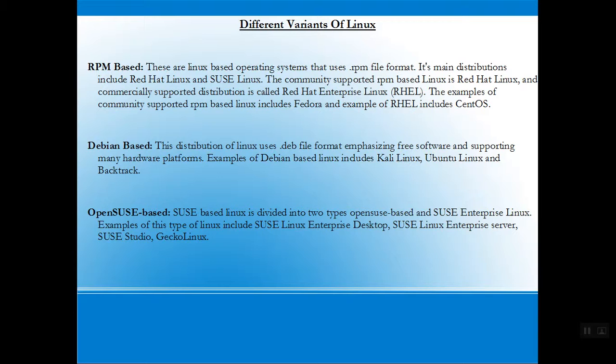The examples of community-supported RPM-based Linux include Fedora, and examples of RHEL include CentOS. Now Debian-based Linux. The distribution of Debian-based Linux uses .deb file format, emphasizing free software and supporting many hardware platforms. Some examples of Debian-based Linux include Kali Linux, Ubuntu, and Backtrack. Now OpenSUSE based Linux. SUSE based Linux is divided into two types, OpenSUSE based and SUSE Enterprise Linux. Some examples of this type of Linux include SUSE Linux Enterprise Desktop, SUSE Linux Enterprise Server, SUSE Studio and Gecko Linux.